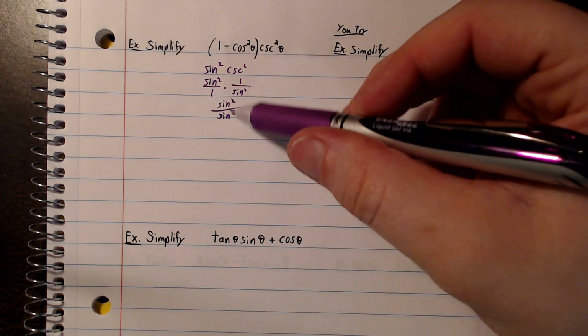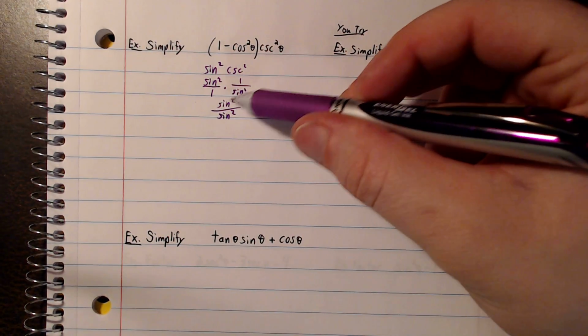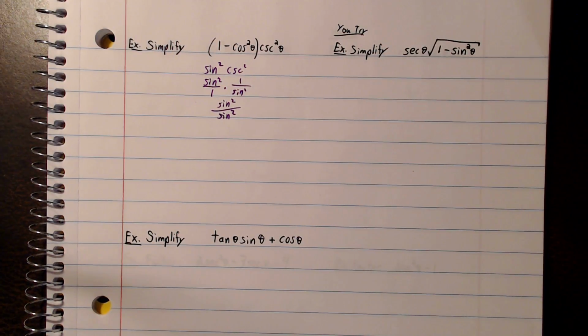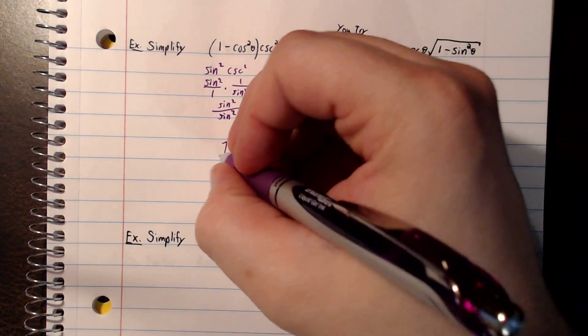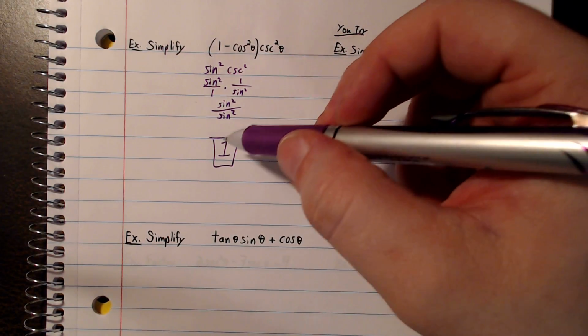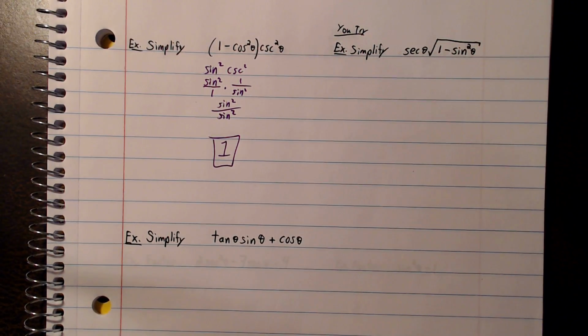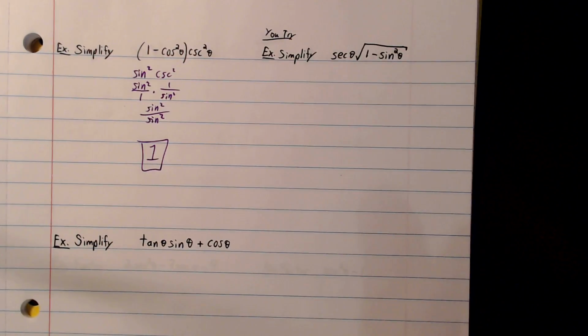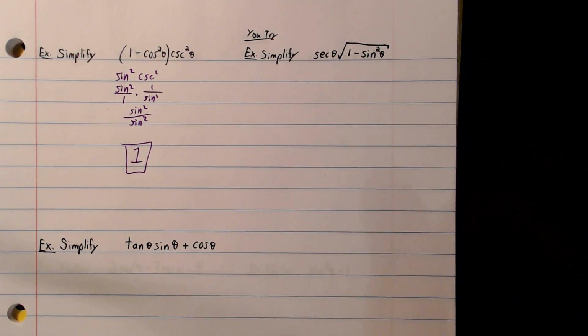And what I should notice here is that I have the same thing over itself and that just gives us 1. So this whole thing was really just a 1. Okay? Try this one out. Pause the video, use your trig functions and identities rather, and work with that one.